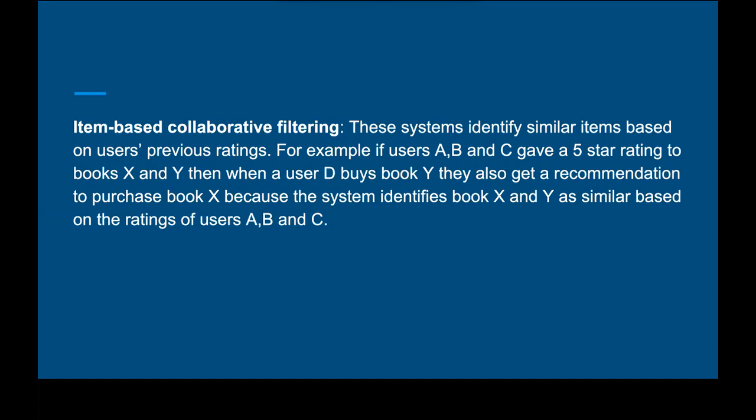Okay, example: if users A, B and C gave a 5-star rating to books X and Y, then when a user D buys book Y, they also get recommended to purchase book X, because the system identifies both X and Y as similar based on the ratings given by users A, B, C, right? So here the items, which are your books X and Y, are getting similar ratings. So that is the reason whenever a new person D wants to buy, they will suggest the other book once he purchases one. So this is your item-based collaborative filtering.